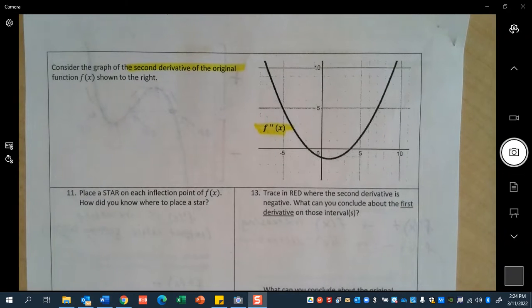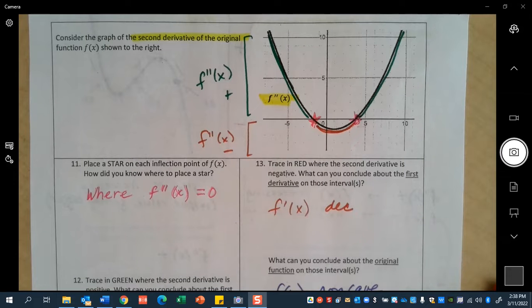So notice I started at a quartic. Now my derivative was a cubic. So my second derivative is going to be a quadratic. With your group, work through this one. Go.